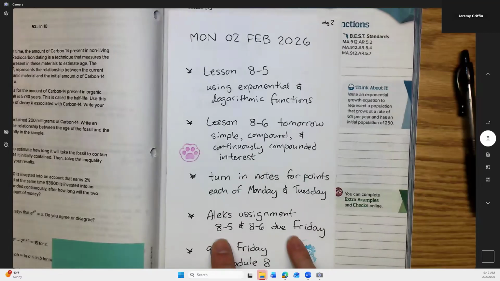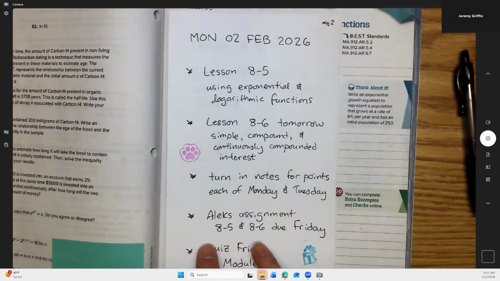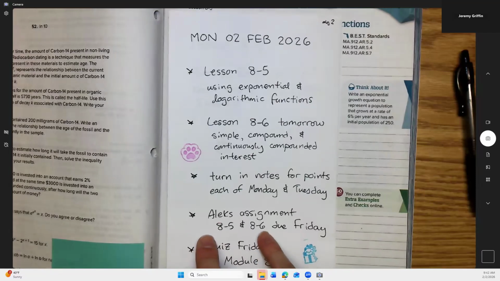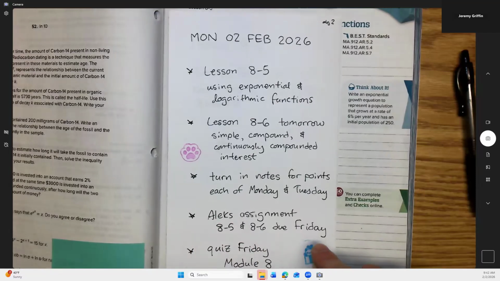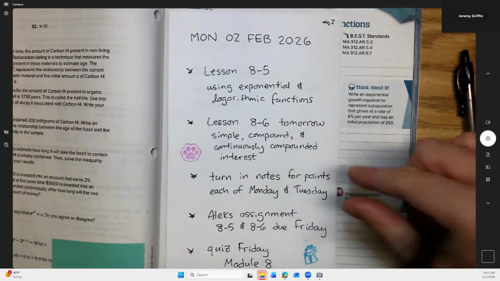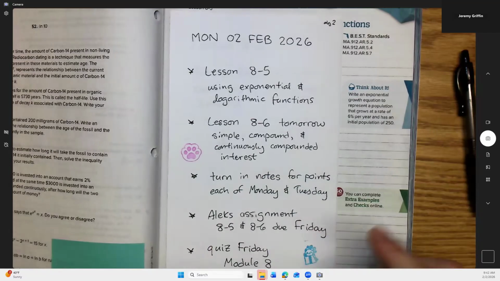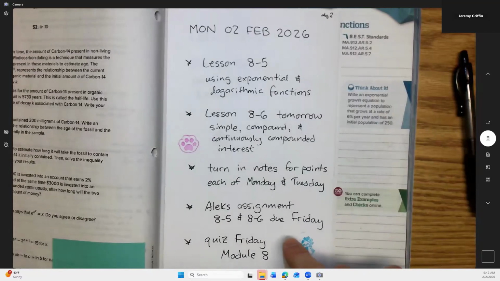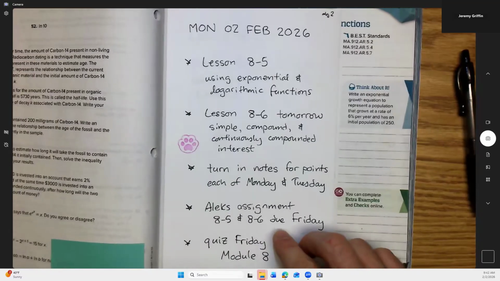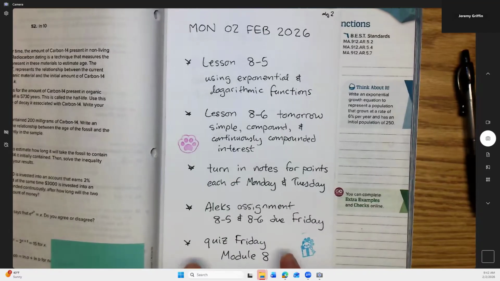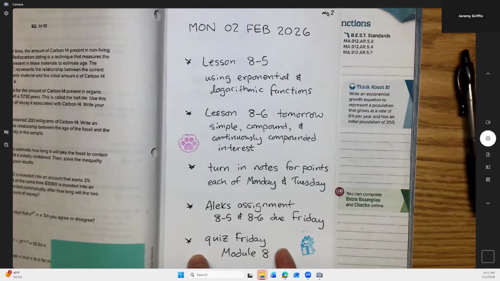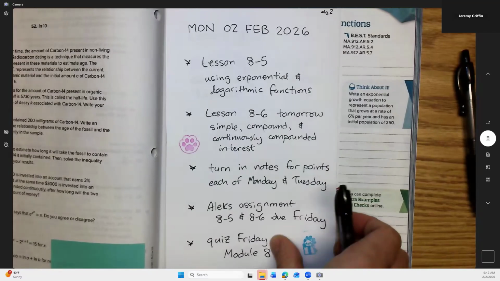Over the weekend, I opened up the next Alex assignment with 8.5 and 8.6. Again, a single assignment on Alex. Keep notes about the first half of class today, and then in the second half of class, you can open up this assignment and start looking at that. Tomorrow 8.6. Wednesday, I plan to put together a review for you guys. Thursday, I think would be a good Alex day, and then Friday quiz. So quiz Friday on module 8.